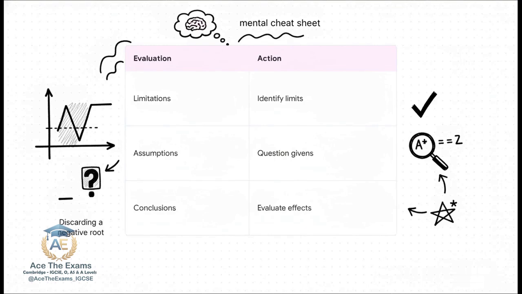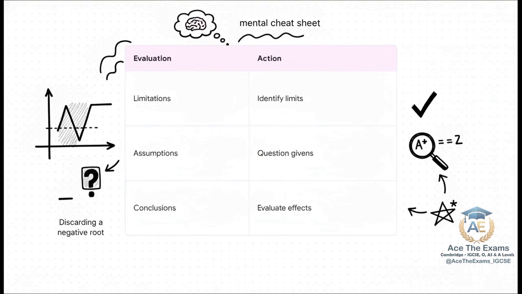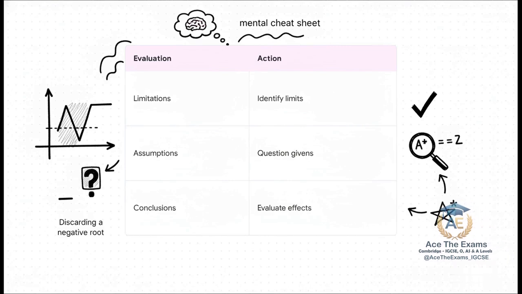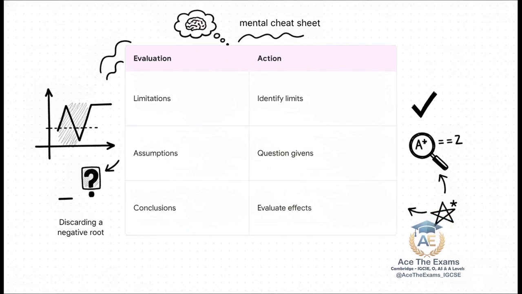Take a look at this table. It serves as a brilliant mental cheat sheet to evaluate your own working, exactly like an examiner does. I want you to mentally apply this right now. When you are looking at your algebraic evidence or your logical steps, ask yourself, what is the limitation here? For example, if I squared both sides, the limitation is that I might have created false solutions. What assumption have I made? I assumed both sides were positive. And what is the effect on my conclusion? The effect is that I must test every single root in the original equation before finalizing my answer.